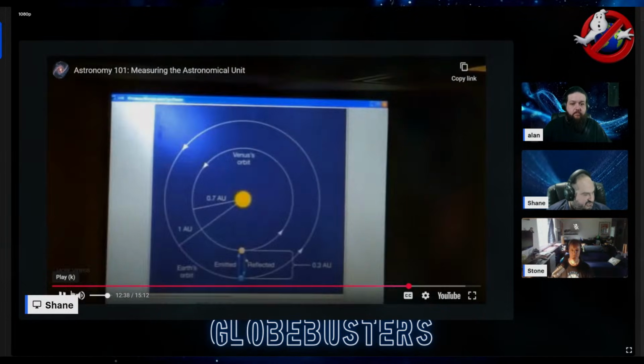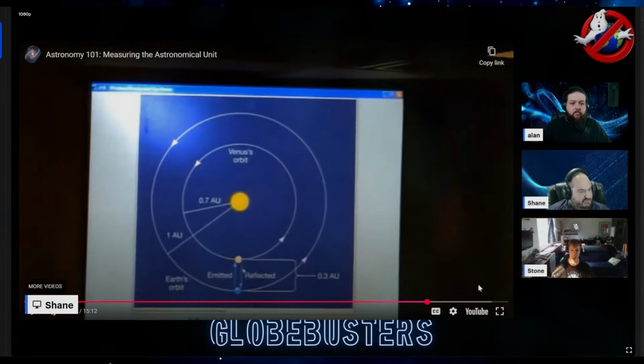Nice. And then he's going to go into the other method, which is going to be radio ranging, which we're not quite ready to go into yet.